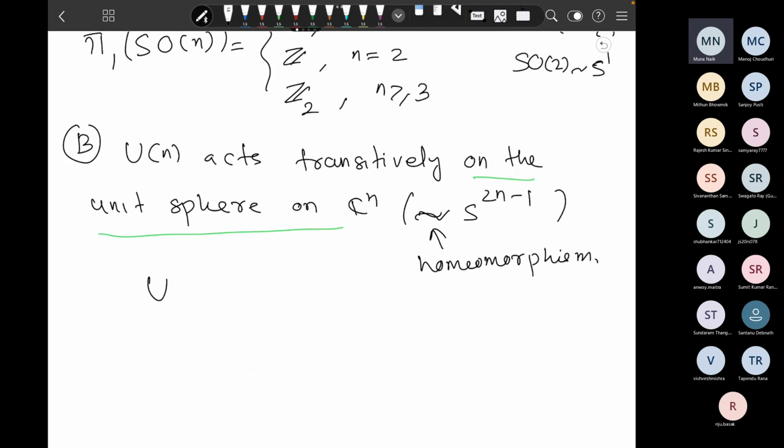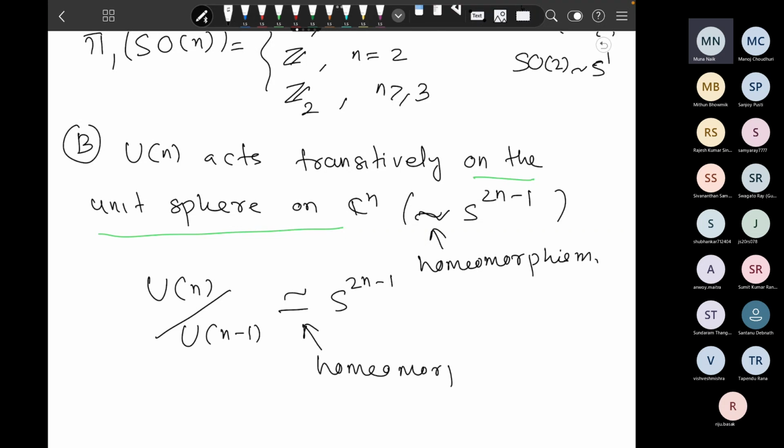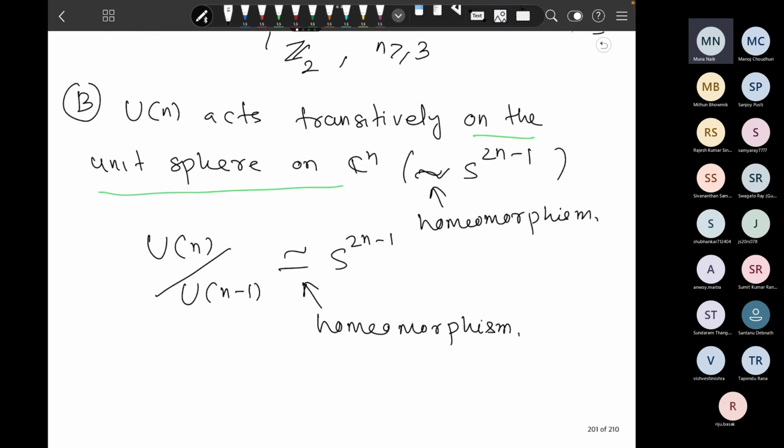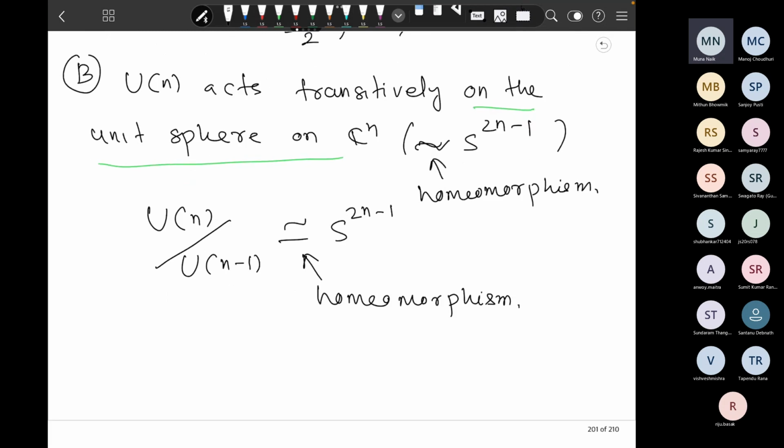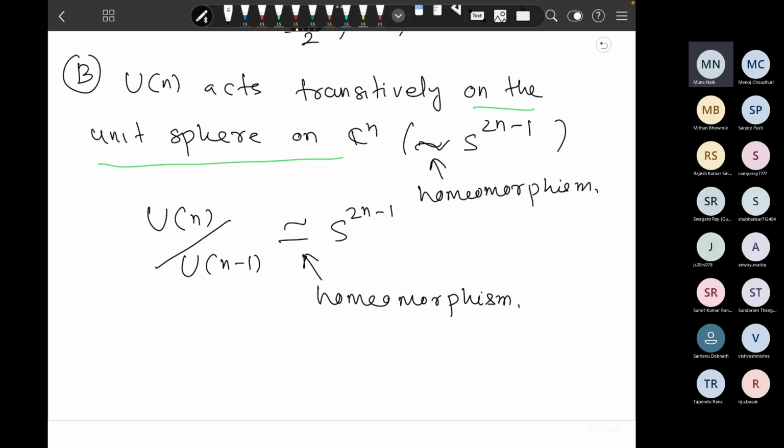Okay, so you will get what? U(n)/U(n-1) is homeomorphic to S^(2n-1). This homeomorphism, in fact, is a diffeomorphism. If you know a little bit of Lie theory, you are using the theory of homogeneous spaces. You are fixing some point and looking at the stabilizer of that point, and that is isomorphic to U(n-1). You are using that.